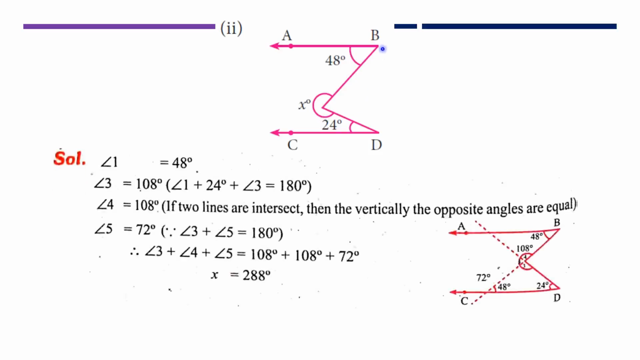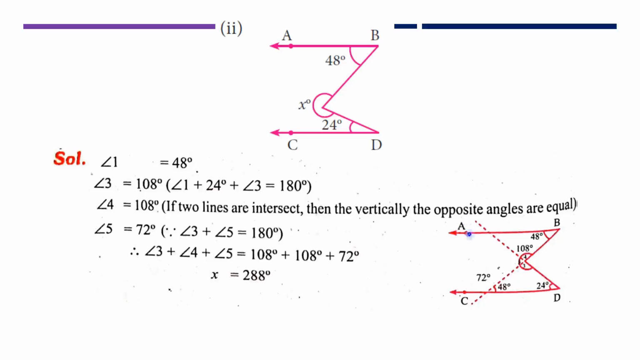For that, I have to extend this line BC to C. That is, BC acts as a transversal for these two parallel lines. Similarly, I have to extend this line D to A. So this AD line also acts as a transversal for these parallel lines.